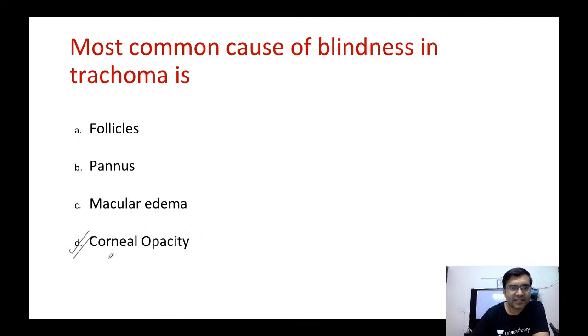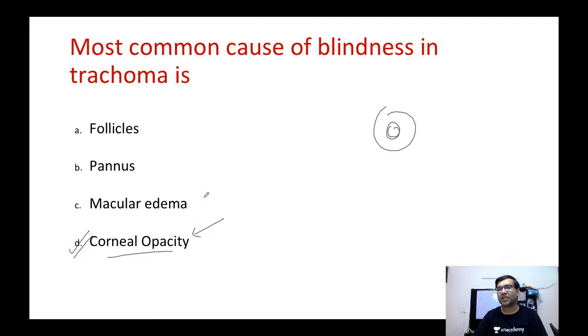So the answer here is D, that is corneal opacity. Okay, so corneal opacity can cause the blindness. Follicles, pannus and macular edema are not the things that can cause blindness in trachoma.